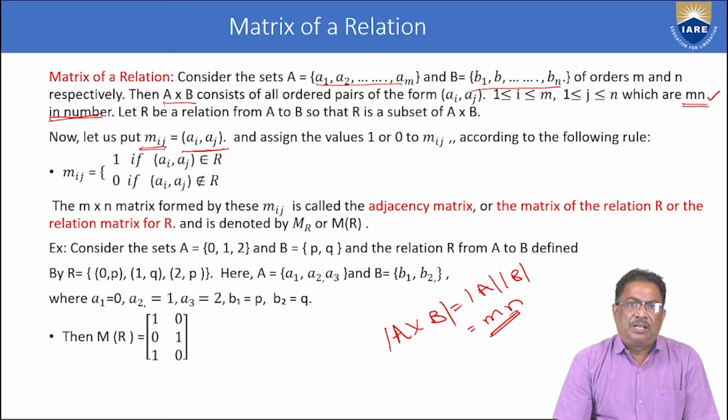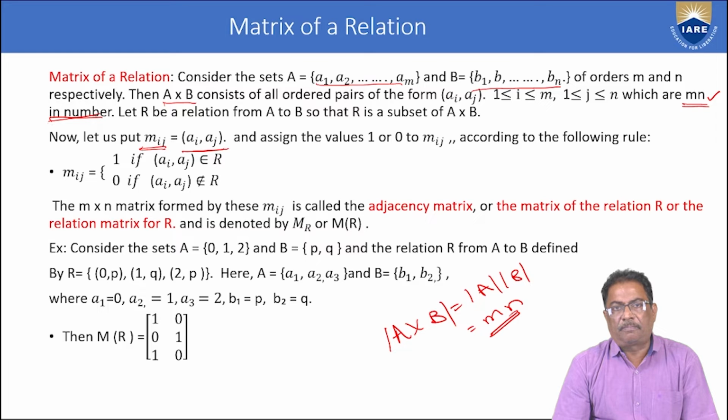So in this way we are going to get an m by n matrix, that is, m rows and n columns. Rows indicate the number of elements in set A, and columns indicate the number of elements in set B.